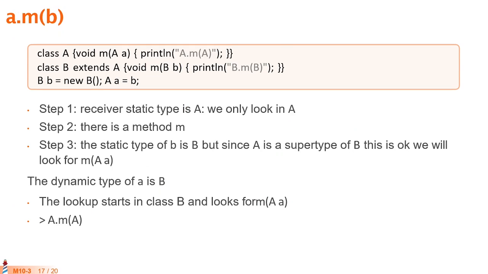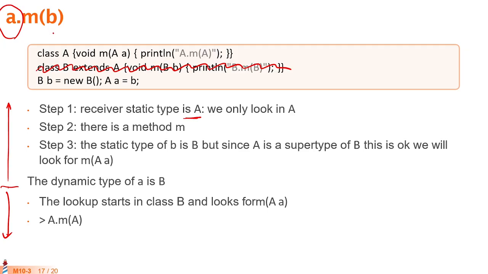Let's see this example. In this example, it is exactly the same procedure. We have the compilation and the execution. The compilation will get the type of the variable a. In this case, the static type is A, the class A. So we only look in the class A. We don't care what happens in B. We have found that there is a method m. That's okay. We have found it.